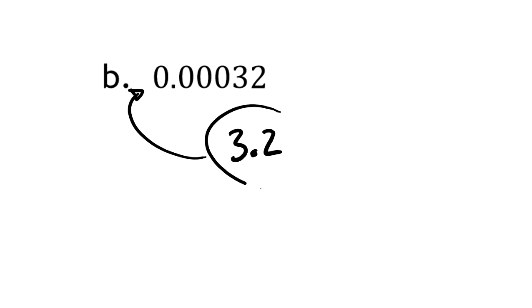For B, again, I'm going to write the decimal point where it should be, 3.2. And you can see 3.2 is much, much, much too large. It's much larger than the number I was given. And I need to put this decimal point back where it goes. In order to make this 3.2 much smaller, I'm going to be dividing by tens.